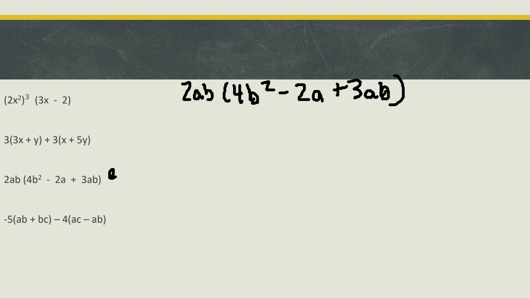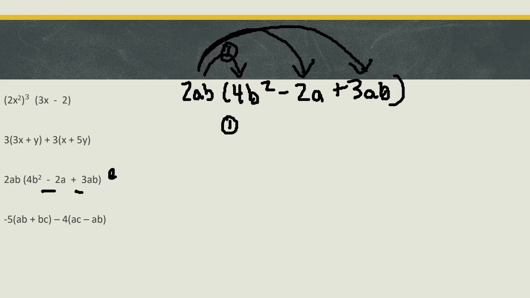So this gets brought through to all 3 terms. The 2ab gets brought through to the first term, the second term, and the third term. The terms are separated by those minus and plus signs, so that's what tells me I have 3 terms. My first arrow is here, so it's going to be 2ab times 4b².